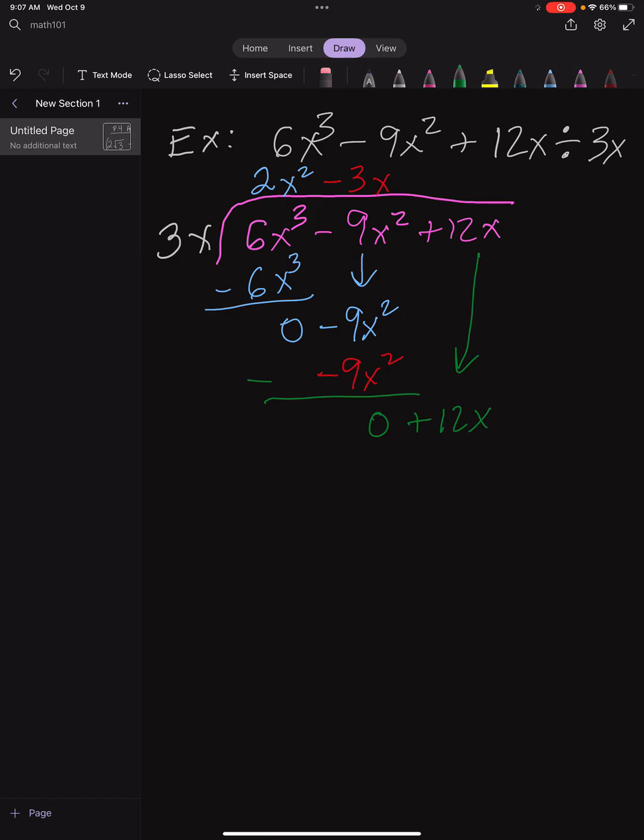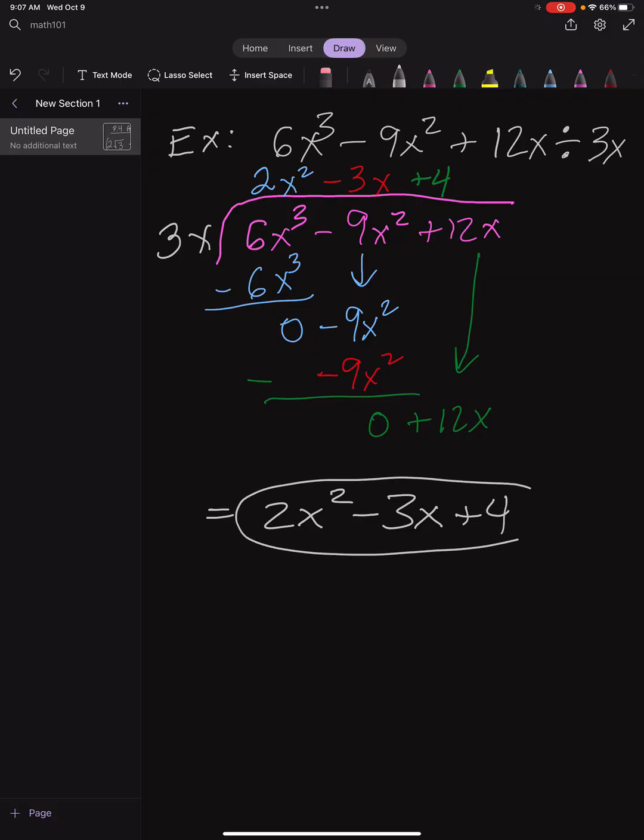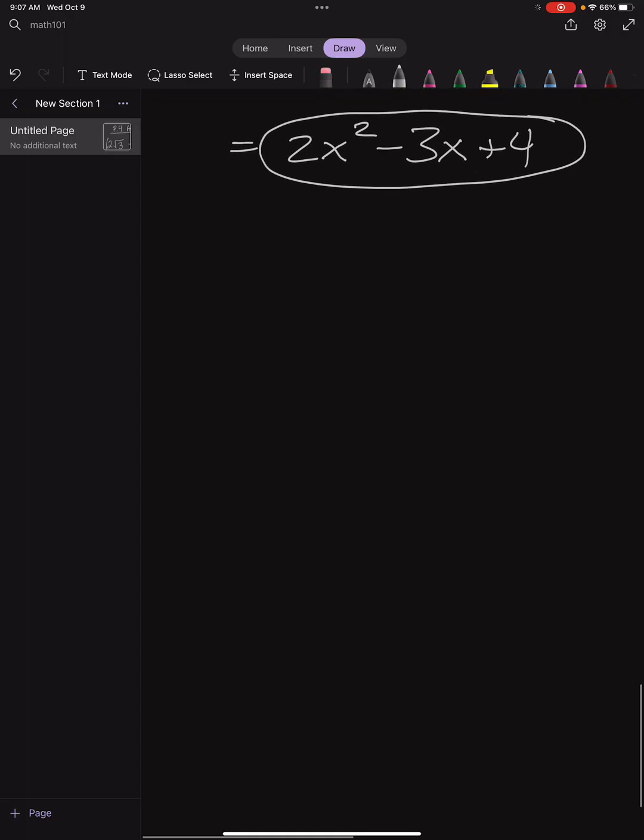And now see how many times 3x goes into 12x. Well, 3 goes into 12 4 times. X goes in x 1 time, so I just get 4. So my answer to this division problem is the polynomial 2x squared minus 3x plus 4, and I don't have any remainder. Let's do another one that does have a remainder.